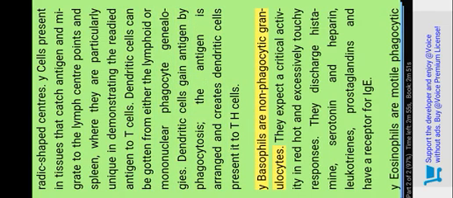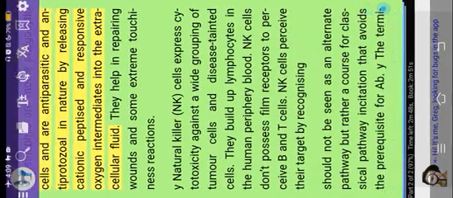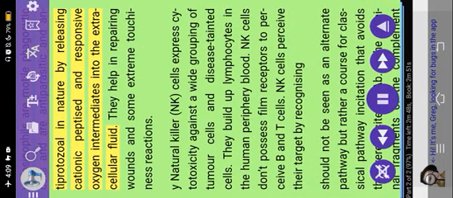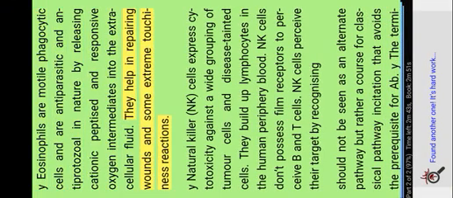Basophils are non-phagocytic granulocytes. They play a critical role in inflammatory and hypersensitivity responses. They release histamine, serotonin and heparin, leukotrienes, prostaglandins and have a receptor for IgE. Eosinophils are motile phagocytic cells and are antiparasitic and antiprotozoal in nature by releasing cationic peptides and reactive oxygen intermediates into the extracellular fluid. They help in repairing wounds and some hypersensitivity reactions.